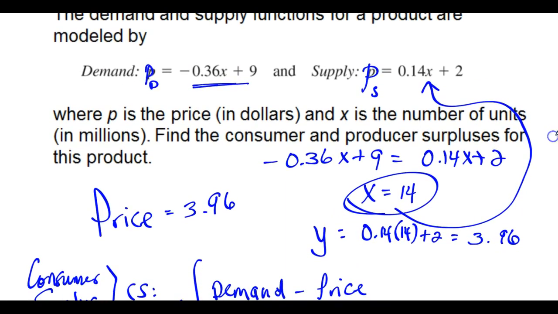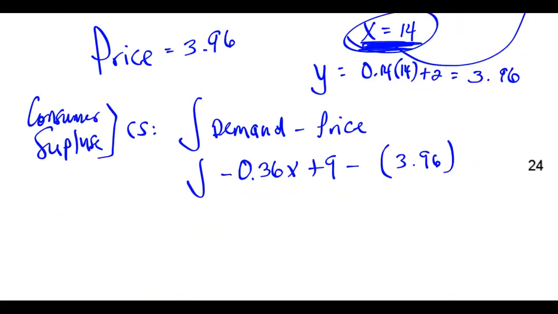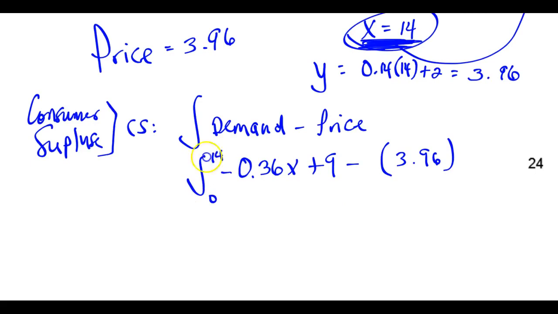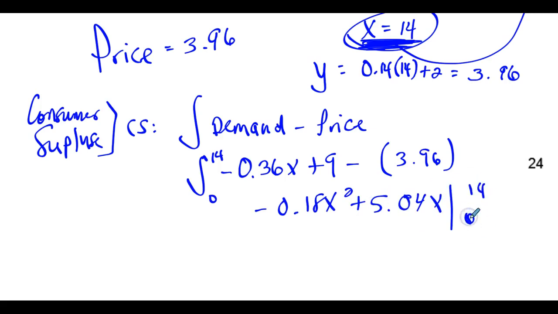from, well, I do know: 0 to 14, since I already set the two functions equal to each other. So 0 to 14, and I'll integrate this and evaluate it between 0 and 14, and I end up with $35.28.